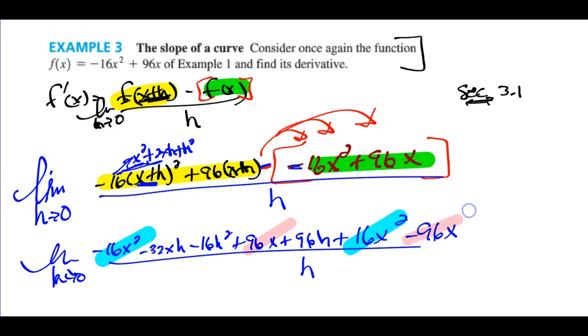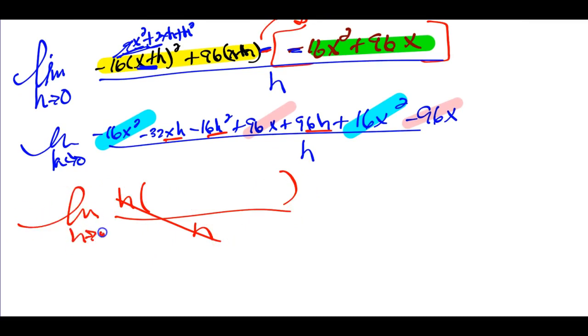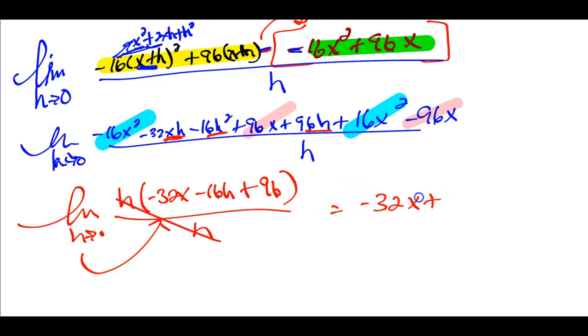The 96x is gone. And all the terms that are left have an h in them, like this should always happen. That can be factored out. So I'll factor out that h, so it will cancel with this h, and I can do some direct substitution. If I factor out an h, I'm left with negative 32x minus 16h plus 96, which now I can evaluate. Throw in a 0 every time you see an h, and I'm left with just negative 32x plus 96.